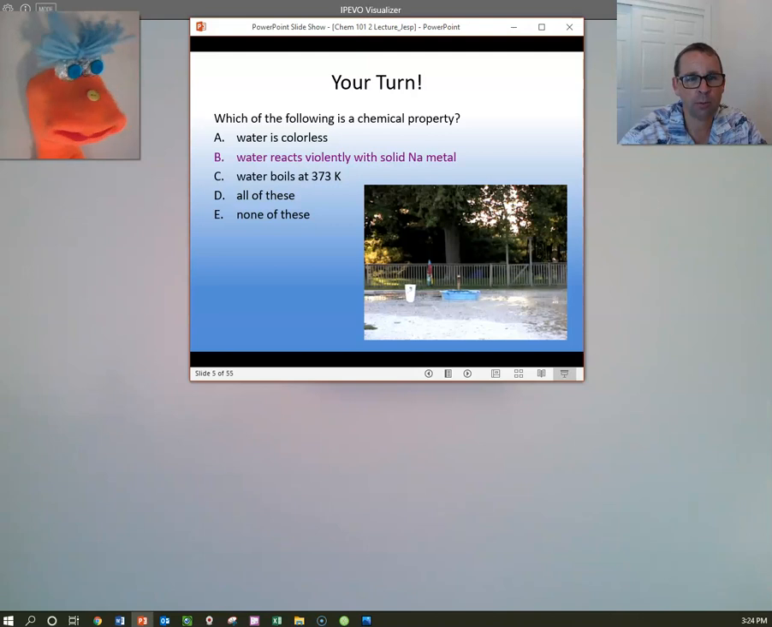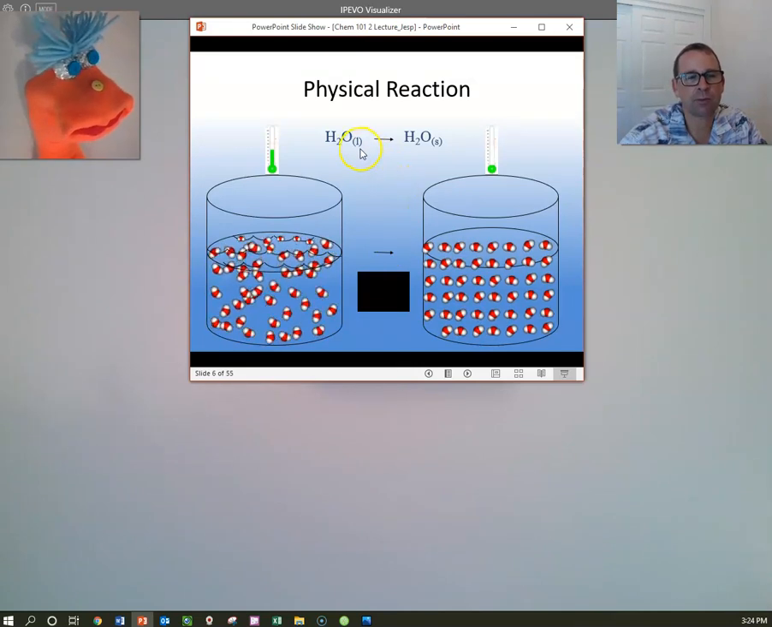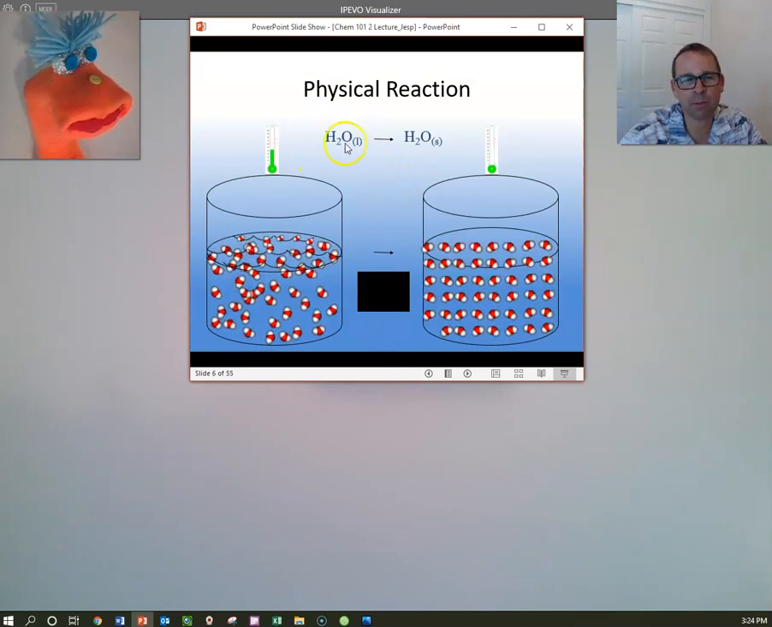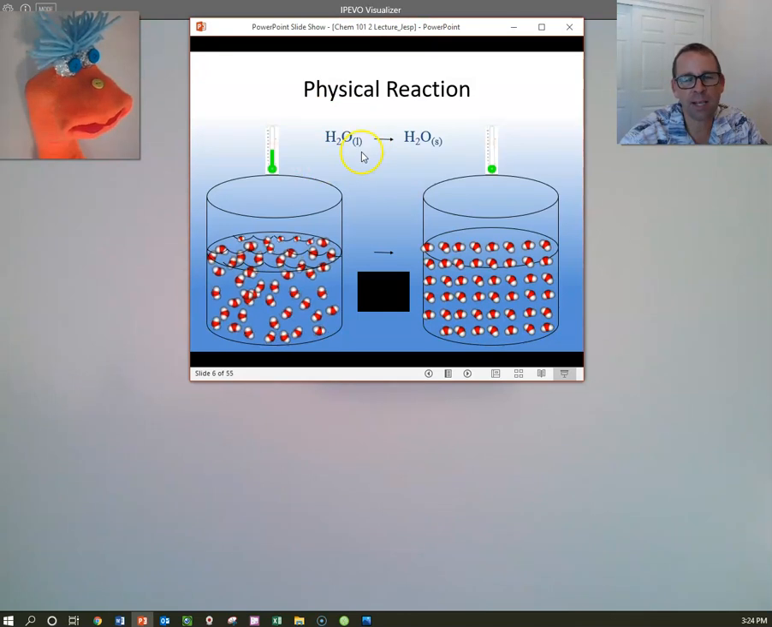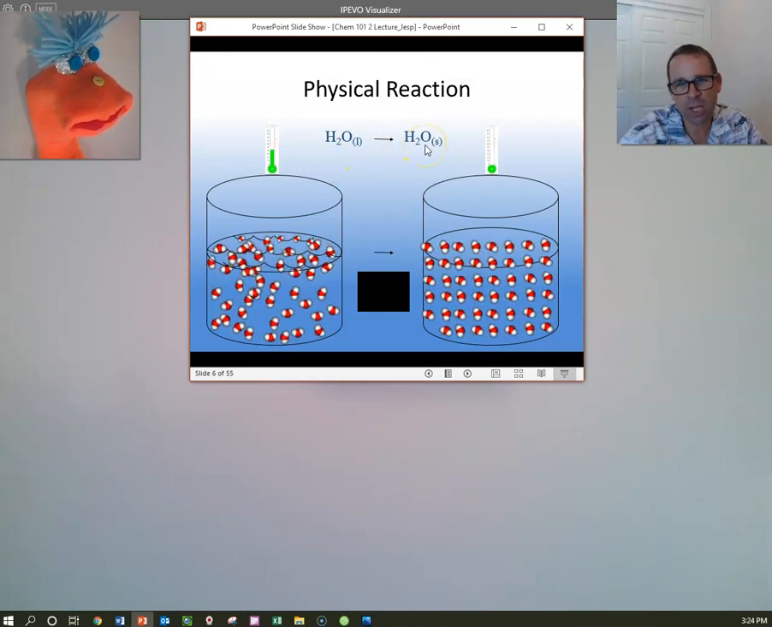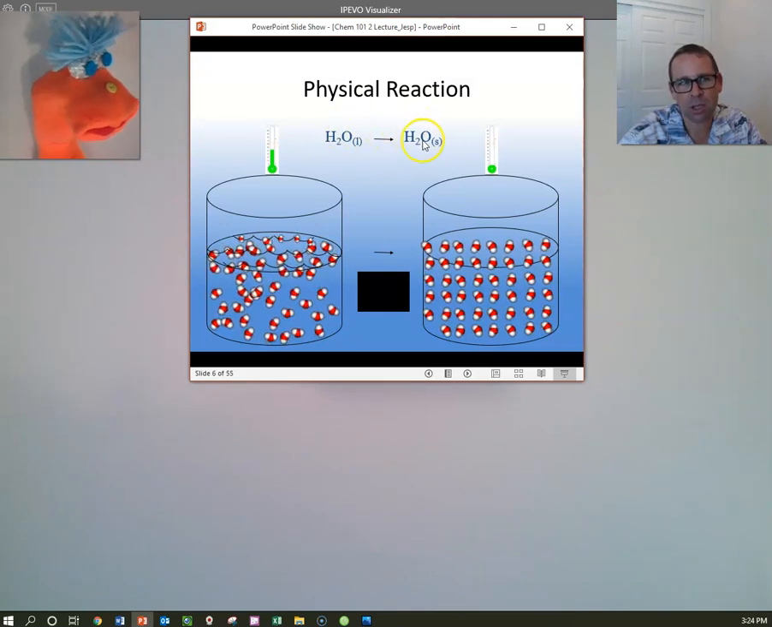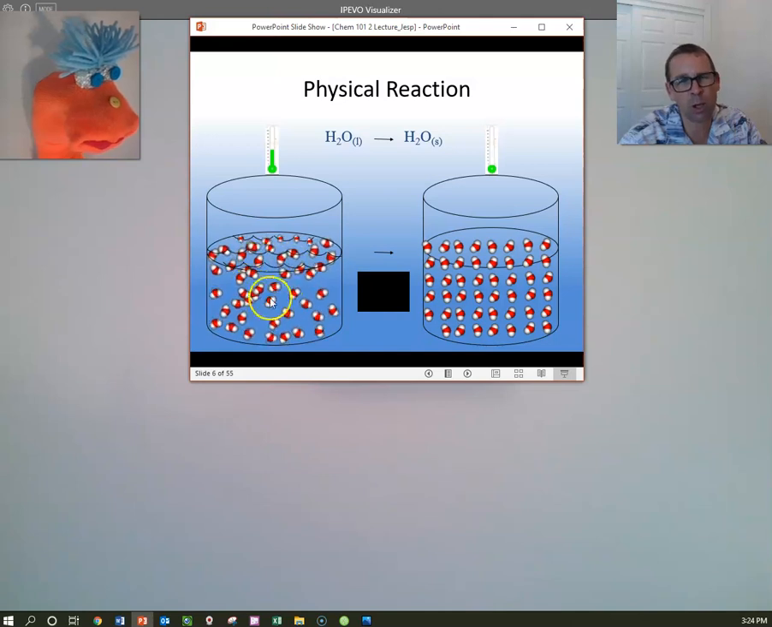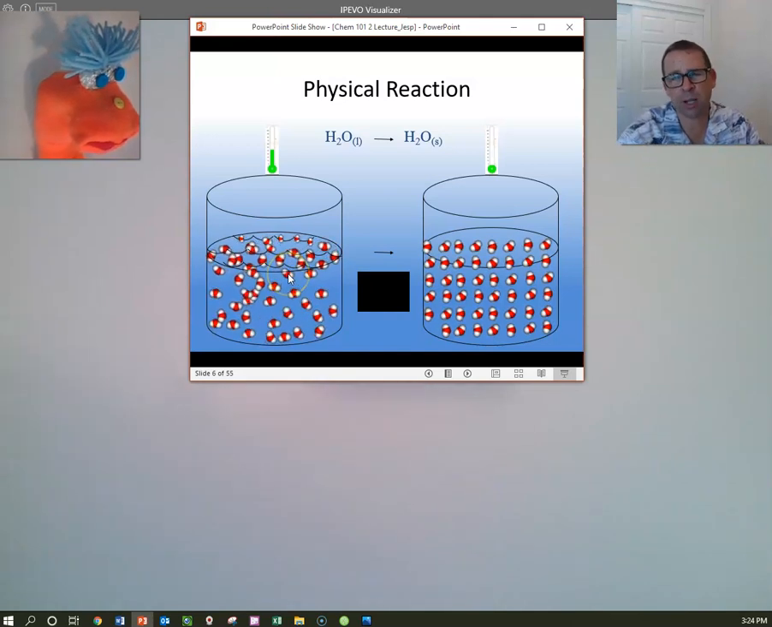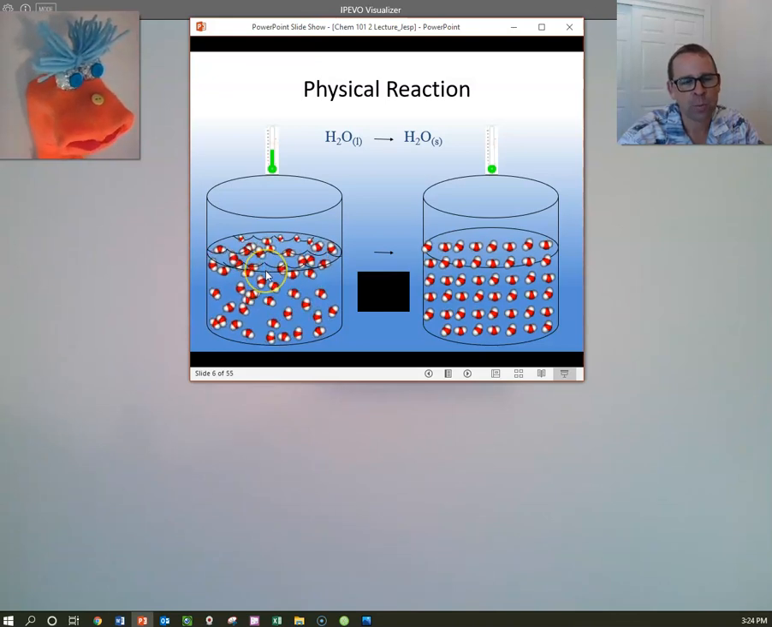Have you ever seen that before? I don't think so. Maybe on YouTube. Yeah, maybe. Okay, physical reaction. We explored this before a little bit, but in the case of taking liquid water to solid water, there's no change in chemistry. Same material, it's just undergoing different types of what we call intermolecular interactions. We'll have a whole chapter where we talk about those in the future.